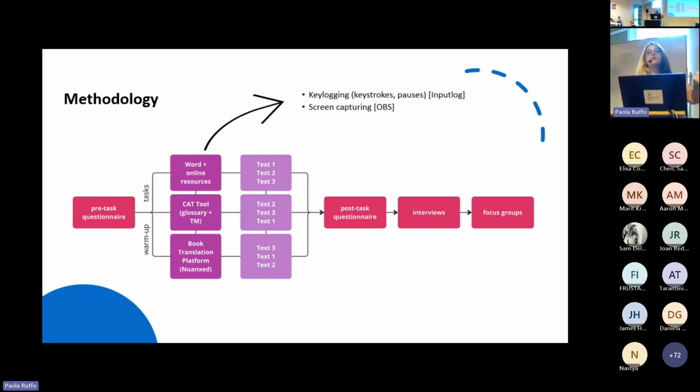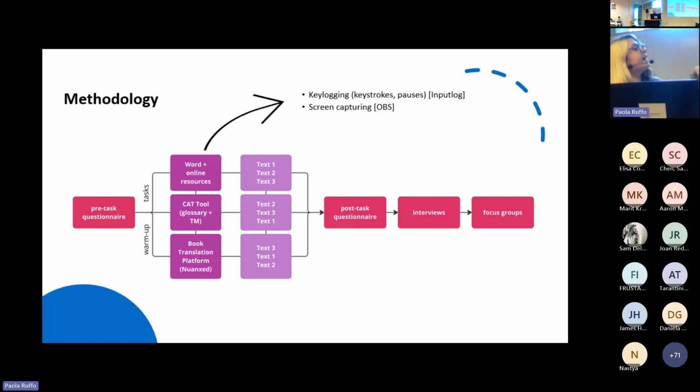In this case, we used Trados 2022 with a glossary and a translation memory. The translation memory contained the rest of the book. So the book was a short story collection, and so all the book except the 3 short stories that were part of the experiment. And again, people could also use online resources in all 3 cases. And then the third workflow was a book translation platform from Nuance, which is the company we're collaborating with. The book translation platform uses post-editing, so the translators were presented with a machine translated text, and then they had to post-edit the output.